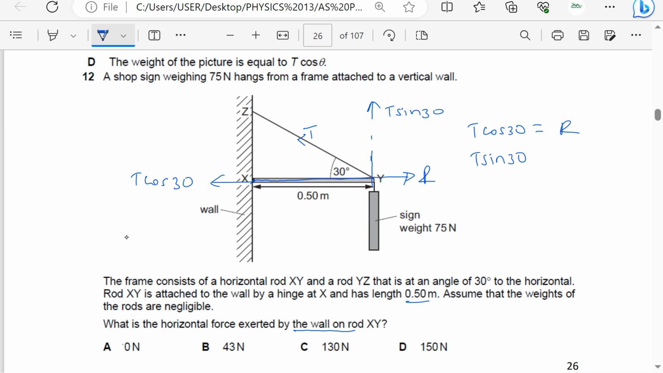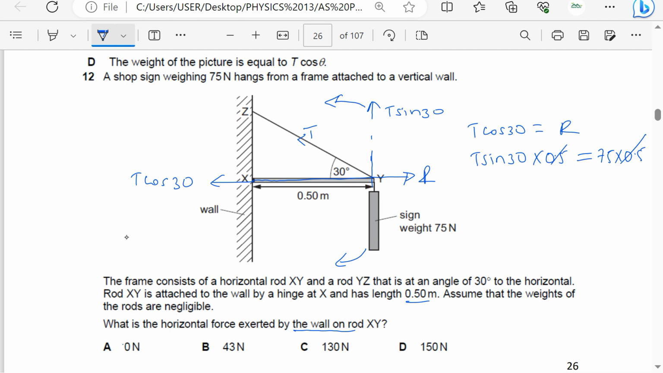Those are two unknowns. Taking moments, T sine 30 times the perpendicular distance, which is 0.5, from point X, should be equal to the weight times 0.5. T sine 30 is causing anticlockwise moment about X, and the weight will cause clockwise moment. So this should be equal to 75 times 0.5. Of course, it's the same as saying T sine 30 is equal to 75.